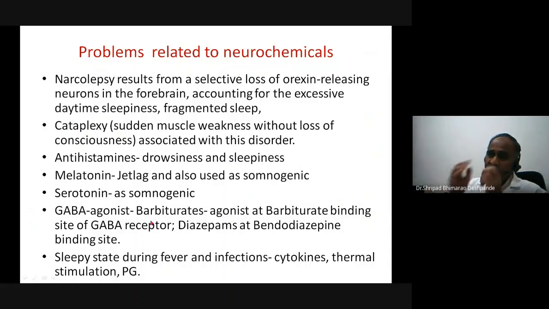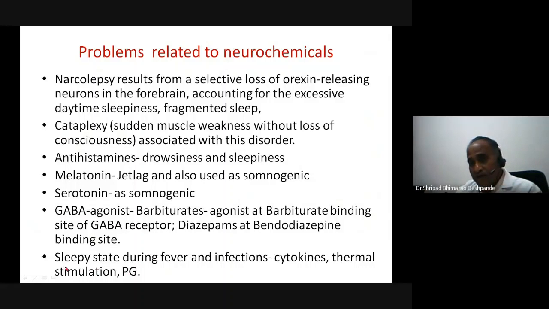Now the GABA receptor complex has three components. One is a muscimol binding site, that is an agonist binding site, and the other is a barbiturate binding site, where barbiturates bind, open the channel and open up chloride. And we have a diazepam or benzodiazepine binding site, where the diazepams act. So barbiturates and diazepam act as agonists for GABA that will induce sleep.